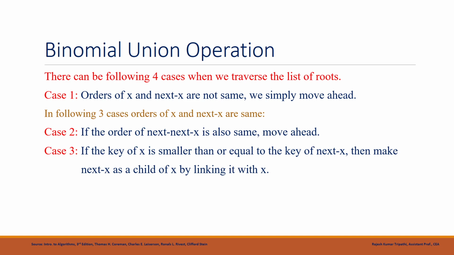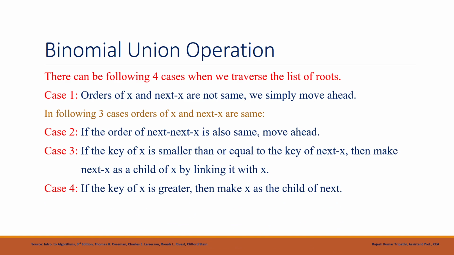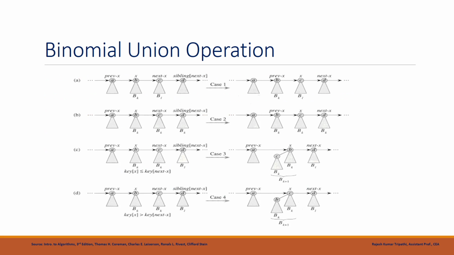So now in case number 3 and 4, we have to decide whether x will become a child of next x or next x will become a child of x. So in case of 3, if x is having the smaller key in comparison to the key of next x, then next x will become a left child of x. And if x is having the greater key in comparison to the key of next x, then x will become a left child of next x. So in the next, we will see the graphical representation.